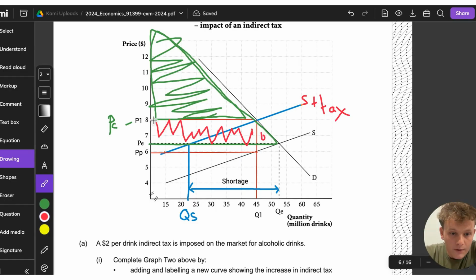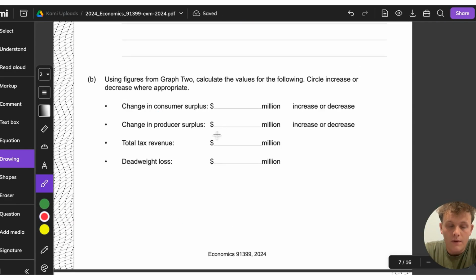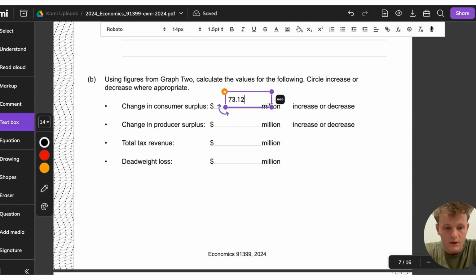We need to take the difference between the two prices. It was $6.50 to $8, so $1.50. And we need to times that by the number of units, so 45 million. That's one part, the rectangle. And then the triangle is going to be calculated by finding the difference, which is 7.5 times 1.5. And then we add those two together. And the number we come out with in the end is 73.125 million. And that's a decrease.